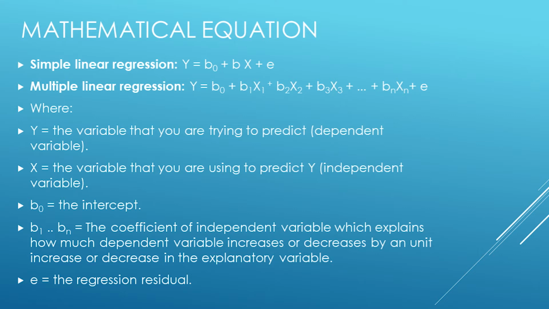Here y represents the dependent variable and x represents the independent variables or predictors. Since it's a straight line relationship, beta naught is a must; it's nothing but our intercept. And beta 1 up to beta n are nothing but the slopes. Each is called the coefficient of an independent variable, which explains how much the dependent variable increases or decreases by a unit increase or decrease in the explanatory or predictor variable. And e is the regression residual.